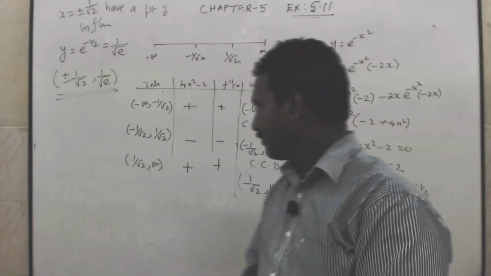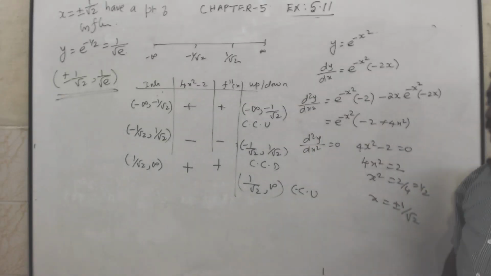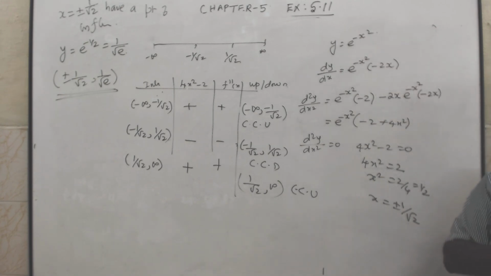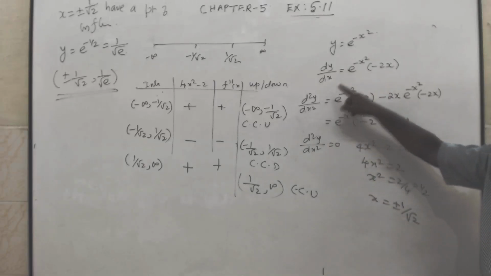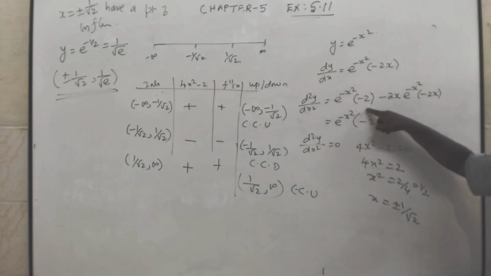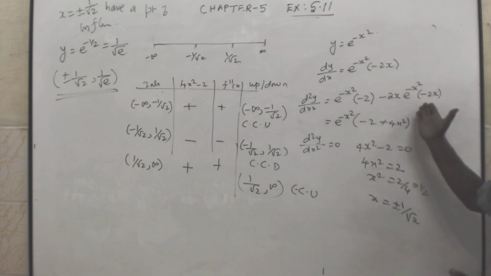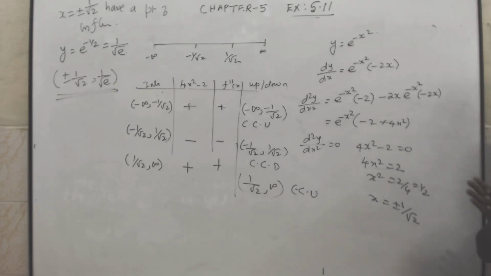Once again, pay attention: y is given, dy by dx is e power minus x square times the differentiation of minus x square, which is minus 2x. Then d square y by dx square: u into differentiation of v plus v into differentiation of u, e power minus x square common, minus 2 plus 4x square. 4x square minus 2 equal to 0, 4x square equal to 2, x square equal to 1 by 2, x is equal to plus or minus 1 by root 2.